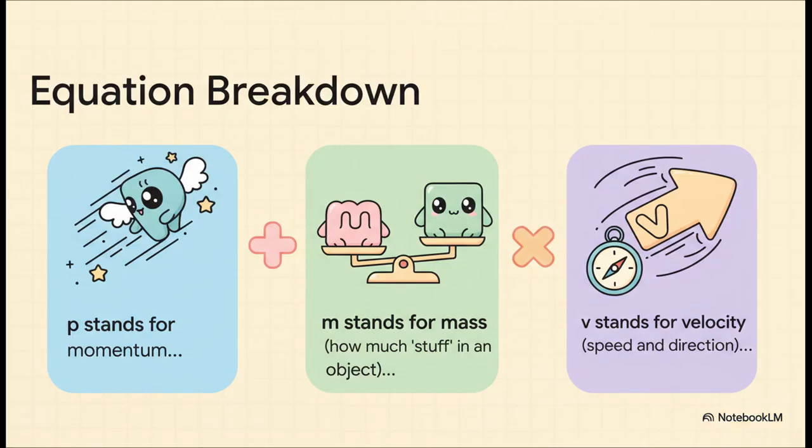P is just our symbol for momentum. M is for mass, and really you can just think of mass as how much stuff an object is made of. And V is for velocity. Now, this next part is so important. Velocity is not just speed, it's speed plus a specific direction.